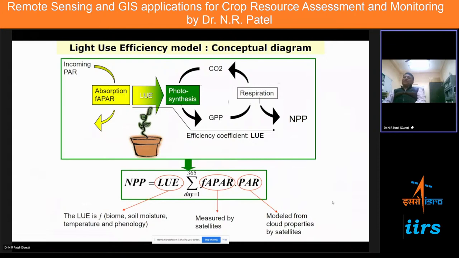Another is a semi-empirical physical model. Most of us understand that radiation, sunlight, is important for crop growth. Sunlight is important for photosynthesis in plants; that is how plants make food, only using sunlight. That sunlight is converted into biomass and finally multiplied with the harvest index to get the yield. That is called the efficiency-based approach.